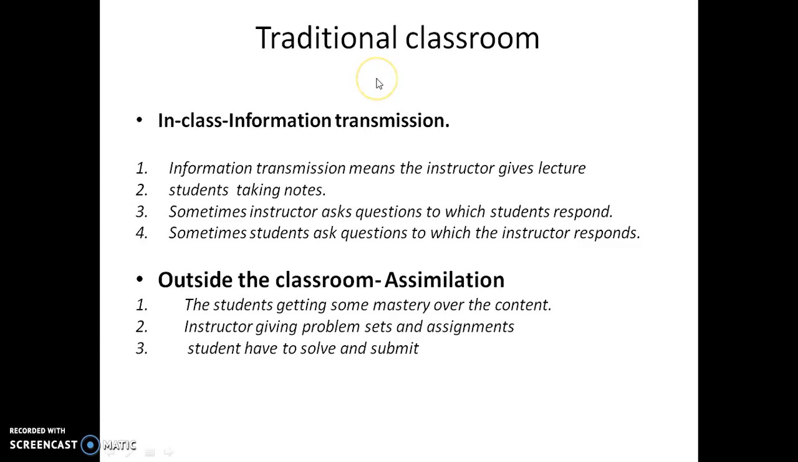Now we will talk about the traditional classroom. In the in-class, what is happening? In the in-class, information transmission is happening. That is, the lecturer is lecturing and the students are taking notes. Sometimes instructor is asking the questions to which some of the students respond, and sometimes students ask questions to which the instructor is responding. Outside the classroom, what is happening?